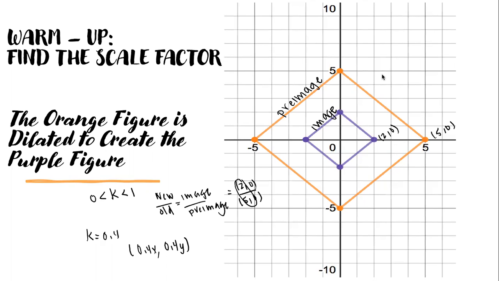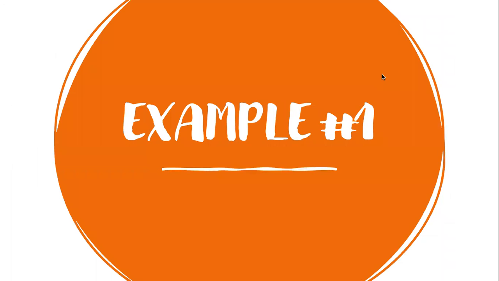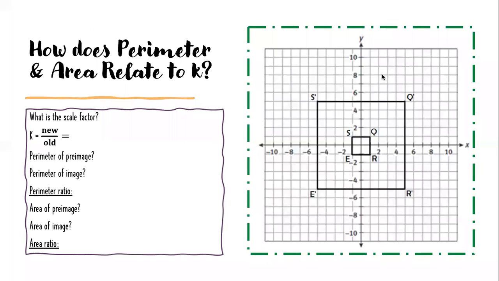All right, let's go. So we're still talking about dilation today, but we're talking about how dilation compares with perimeter and area. So how are they related? The paper I gave you should have the same slides as this one. We're going to look at how perimeter and area relate to K, the scale factor.